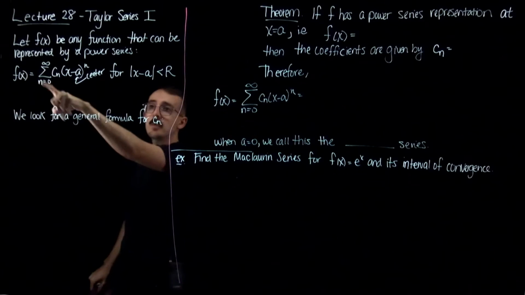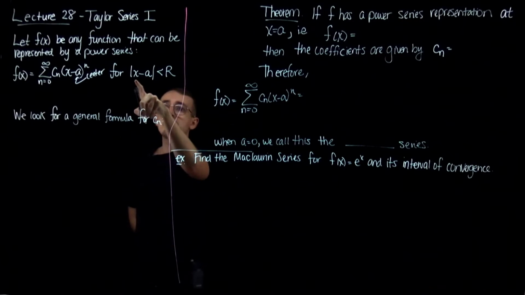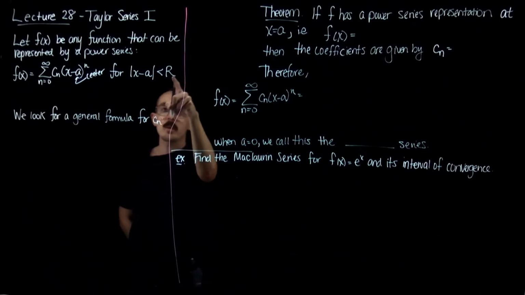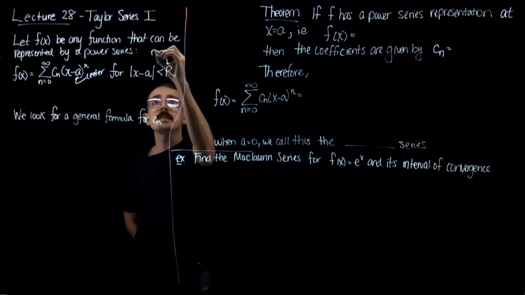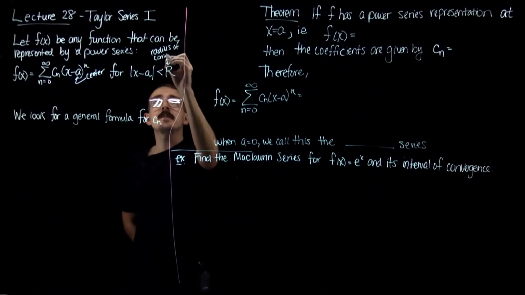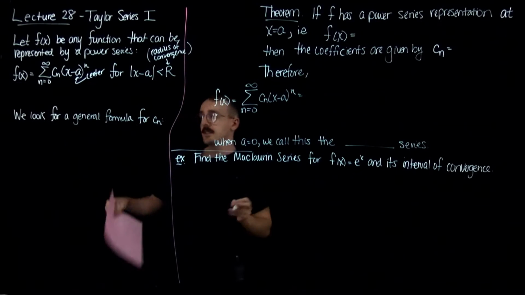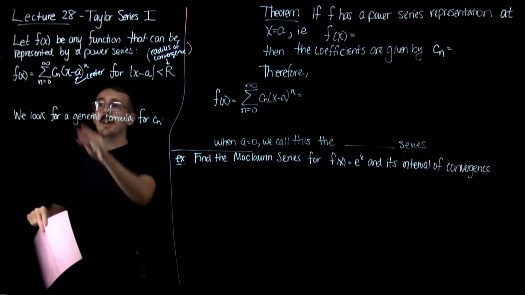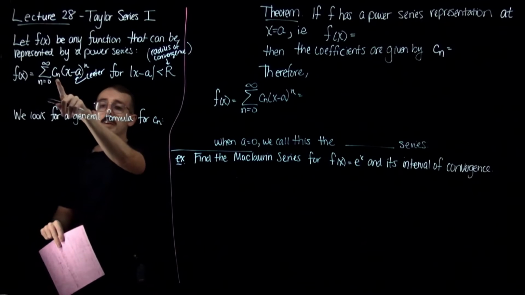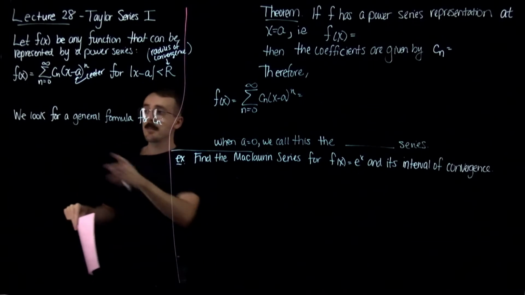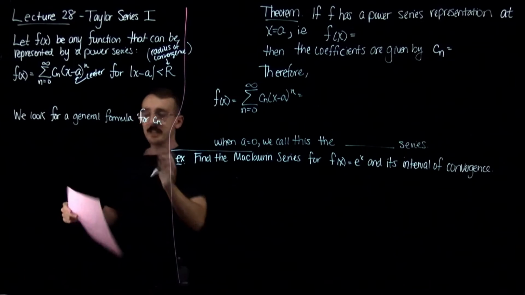And this formula will hold as long as the absolute value of x minus a is less than R, where R is our radius of convergence. And we've talked about this radius of convergence from our last few lectures. So that's what the capital R stands for here. So it would be nice to figure out some sort of formula for the coefficients of a power series that looks like this. So that's what we're going to be doing first. We're going to look for a general formula for c sub n.